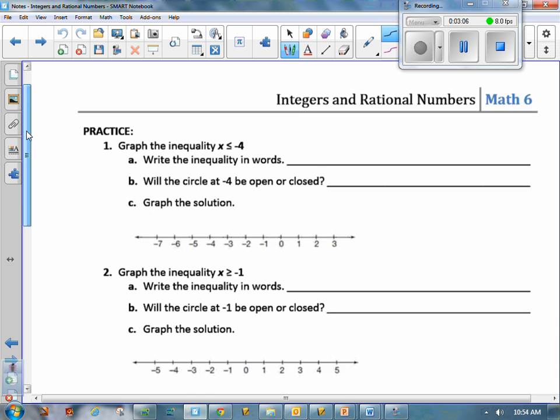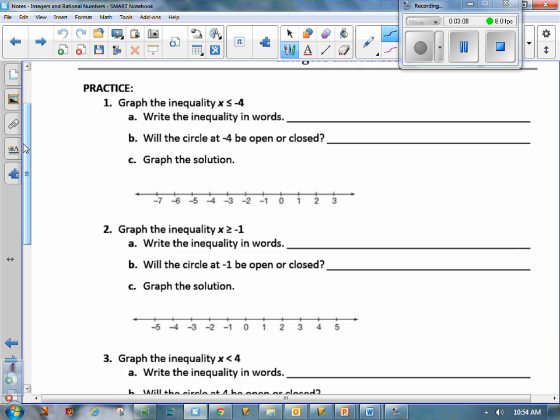Let's take a look at practice writing these inequalities into words, knowing if they are an open or closed circle, and graphing. So here we read the inequality. This is x is less than or equal to -4. So we're going to write that in words.